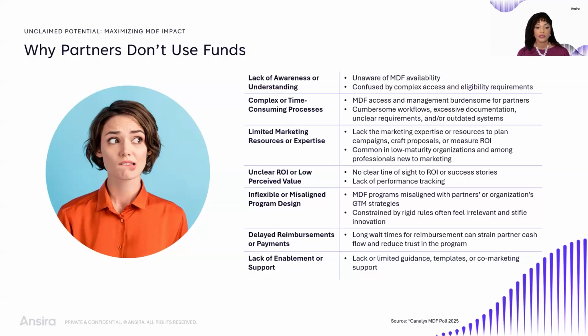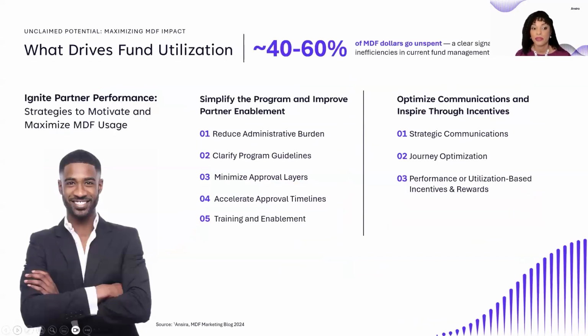Now, what drives fund utilization? Let's talk about that. We conducted a study and found that on average, around 40 to 60% of MDF goes unspent. This is a very clear sign that current processes aren't working efficiently. So how do we turn this around?